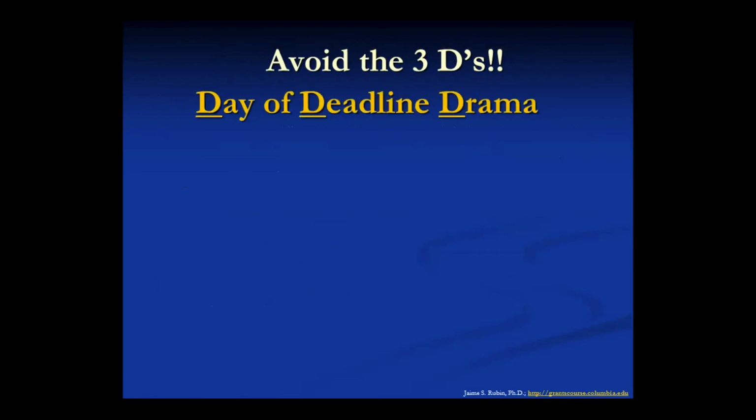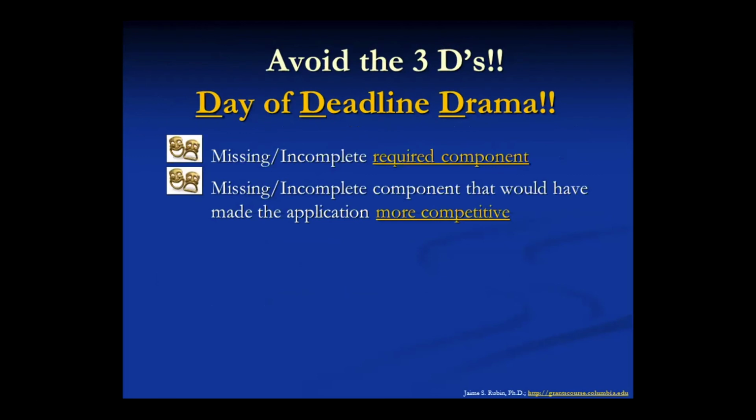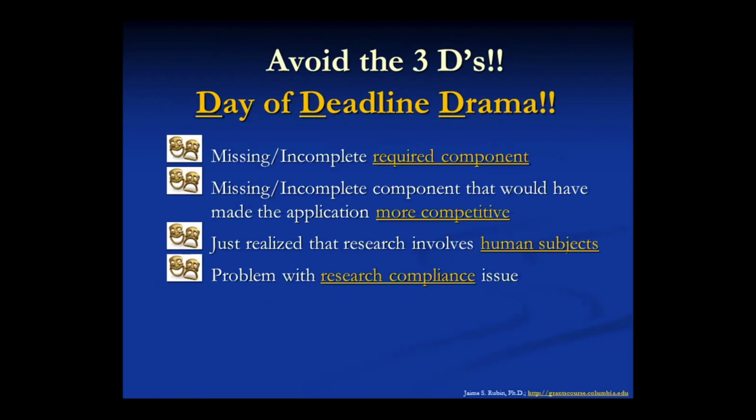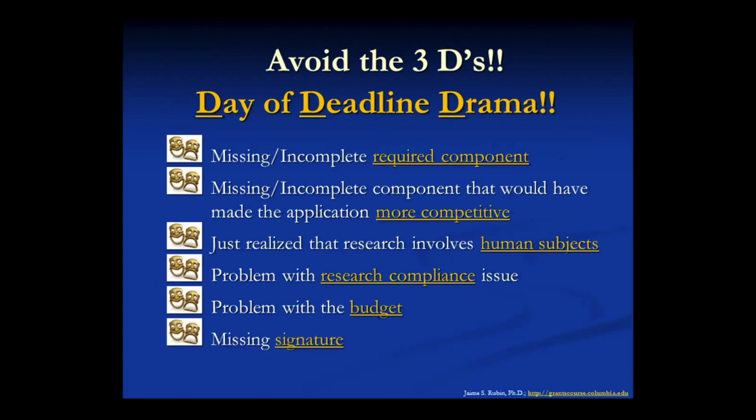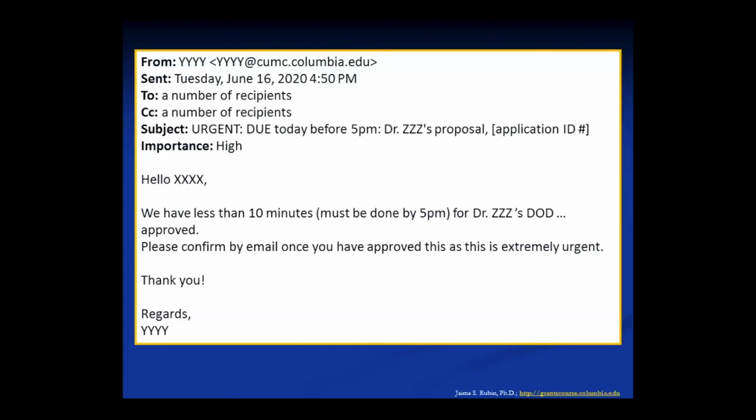I would say avoid what I call the 3 Ds, the day of deadline drama. You didn't include something, or you didn't prepare a required component, or something that's not required but definitely would have made the application more competitive. You just realize that in fact your research meets the definition of research with human subjects. There's another human research compliance issue. There's a problem with the budget, it doesn't add up. You're missing a required signature that your institution, let's say, requires. Or for some reason, there's a problem with formatting. I faced all of these issues.